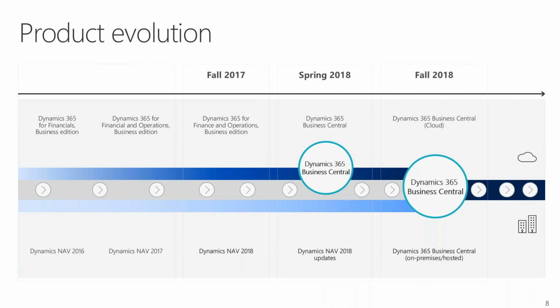Dynamics 365 Business Central is actually an evolution of a product that's been in market for a long time, Microsoft Dynamics NAV, which is the most used ERP system in the world for small and mid-sized businesses. There's over 160,000 clients. So although it is a new product, it comes from a strong legacy ERP system with deep functionality across your business.